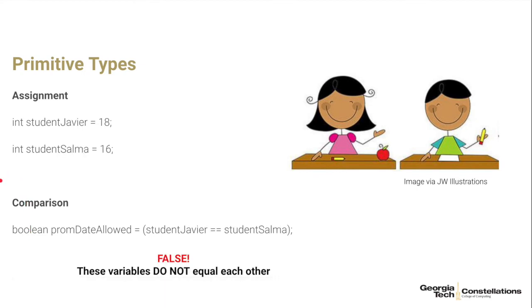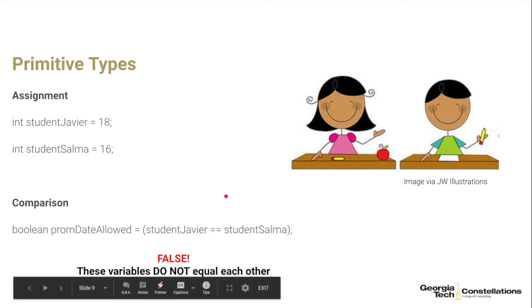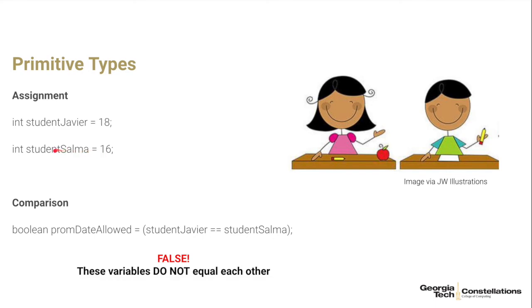So we have Javier, and Selma is only 16, and so we want them both to be the same age in order to go to prom together. And so since studentJavier and studentSelma do not equal each other, this Boolean variable will be assigned the value false. And we compare them again using two equal signs. We assign values to the variables using one equal sign.